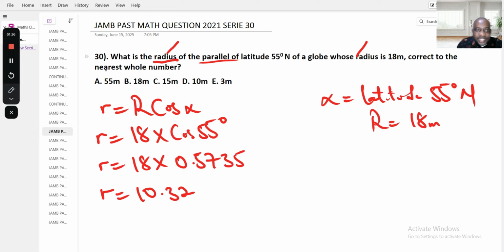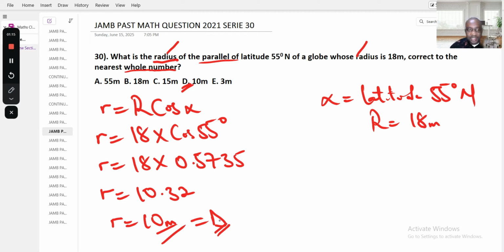The question said correct to the nearest whole number. Therefore, our final answer, since the 3 is not up to 5 and above, is 10. Final answer is 10 meters. Do you have 10 there? Yes, D. This is our last question for this part of this video.